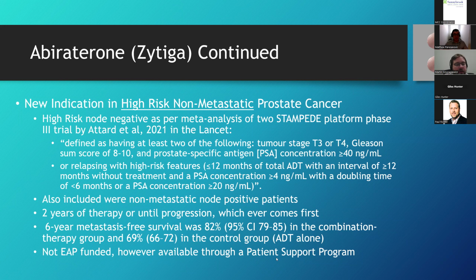The therapy continues for 2 years or until progression, whichever comes first. And 6-year metastasis-free survival of 82% was demonstrated in the combination group compared to 69% in the control group, which was ADT alone. This is not EAP funded yet. However, it is available through a patient support program.